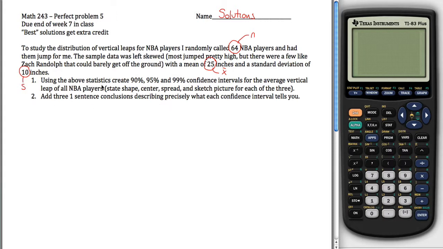So using the above statistics, create 90, 95, and 99% confidence intervals for the average vertical leap of all NBA players. State the shape, the center, the spread, and sketch the picture for each of the three. Okay, so in the first one here, let's start with shape, center, spread.